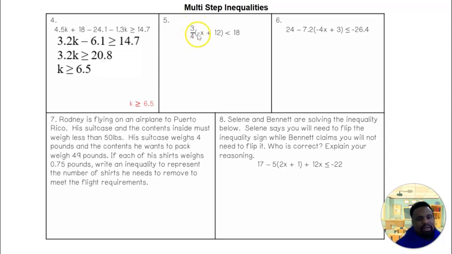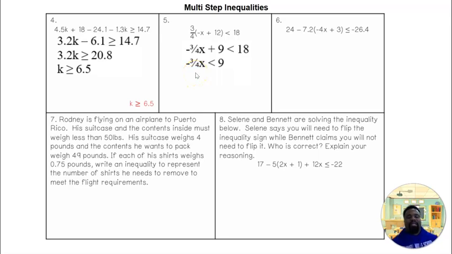All right, we're doing distributive property here. So 3/4 times negative x, 3/4 times 12. 3/4 times negative x is negative 3/4 x. 3/4 times 12 is 36 over 4, which is 9. All right, this is our two-step equation. Subtract 9 on both sides. So negative 3/4 x is less than 9.